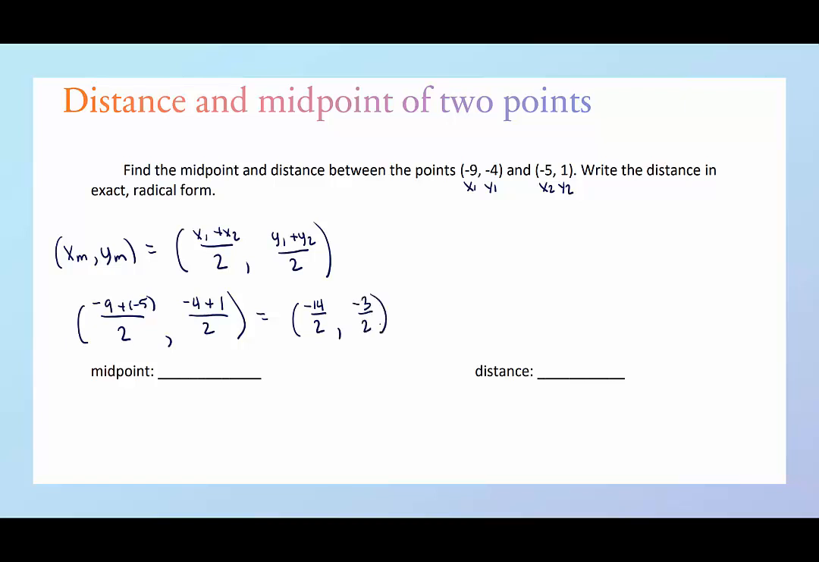I'm going to clean this up just so that I don't have to worry about the y coordinate because I can just leave it as negative 3 over 2. That's fine. If you want to convert it, it's negative 1.5. The x coordinate, negative 14 over 2, that's an integer. We want to write the integer. 14 divided by 2 is 7. A negative divided by a positive is negative. So our midpoint, I'm going to write it as negative 7, comma, negative 3 over 2. But again, you can write it as negative 1.5 also, and that would also be correct. Now for the distance.